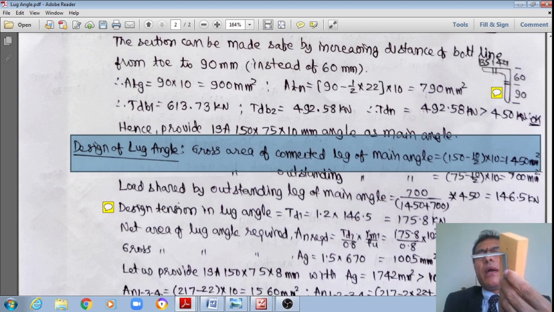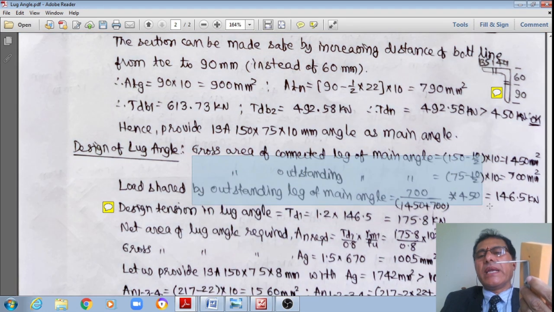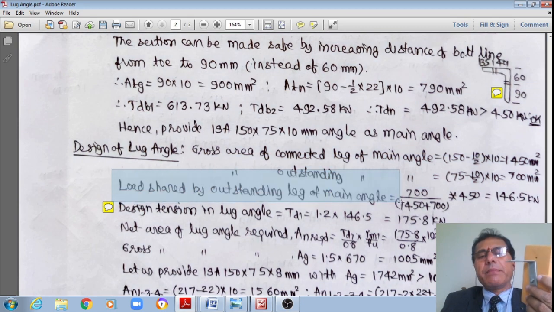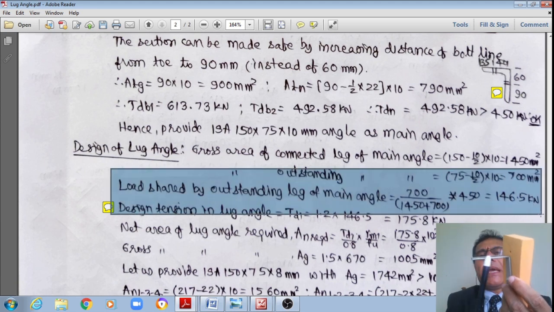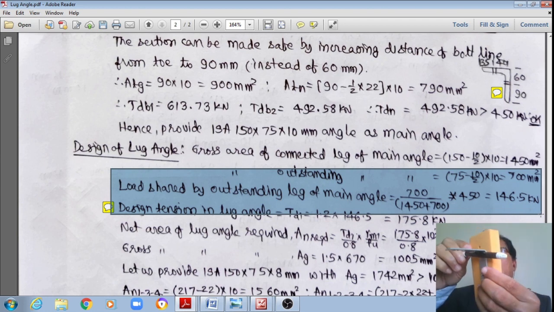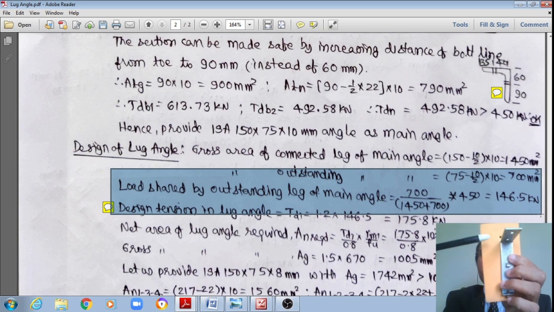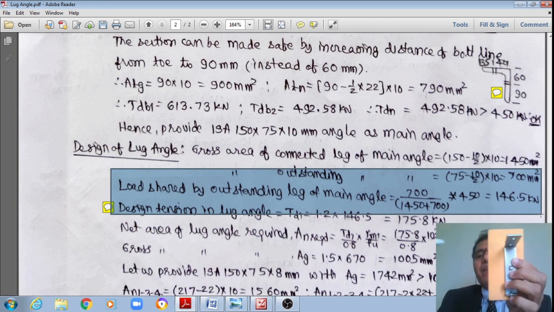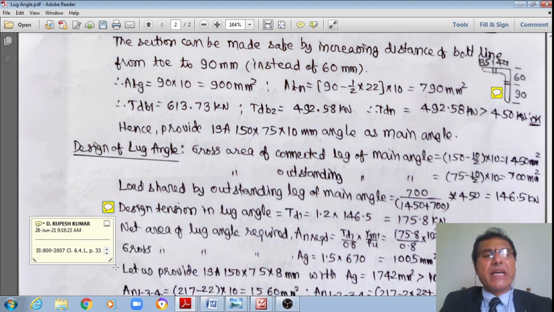Therefore, it works out to 1450 mm square. The gross area of the outstanding leg of the main angle is 75 minus 10 by 2 multiplied by 10 mm, which works out to 700 mm square. Therefore, the load taken by the outstanding leg is 700 divided by 1450 plus 700, multiplied by the 450 kilonewton taken by this main angle. That outstanding leg will take its due share as 146.5 kilonewton only.